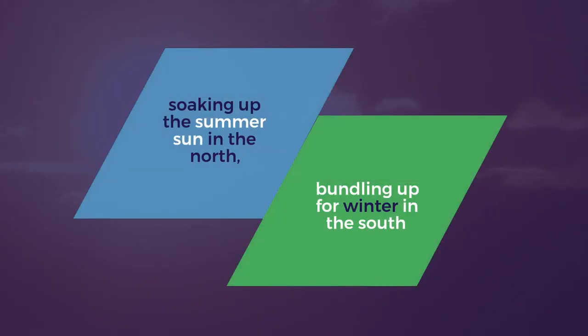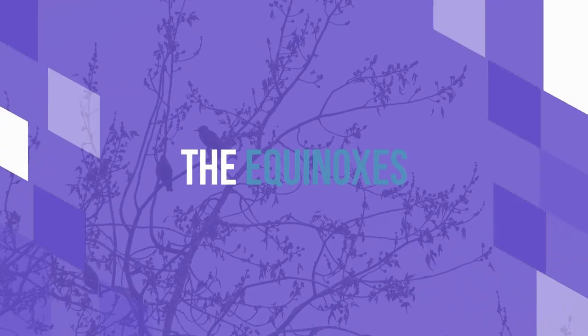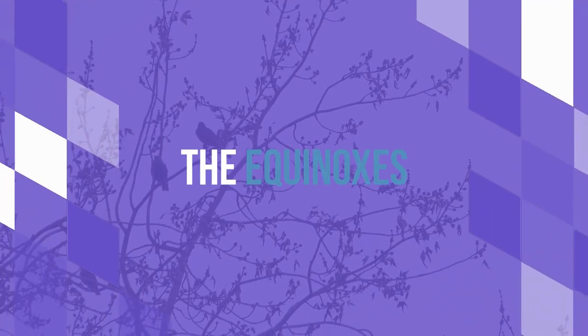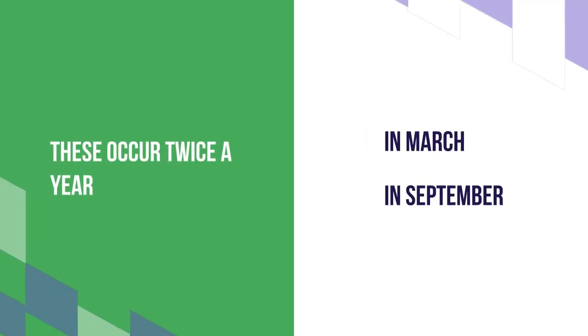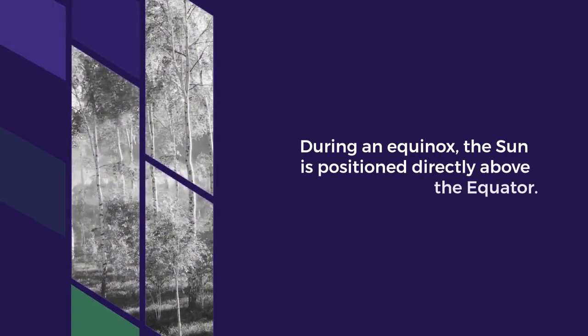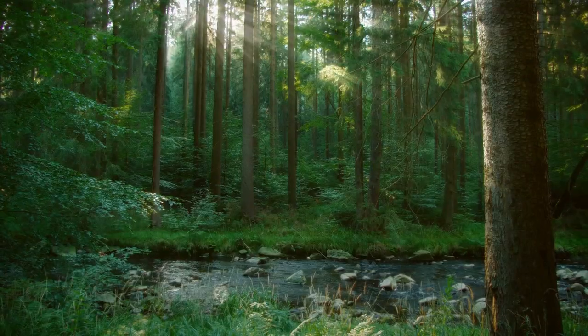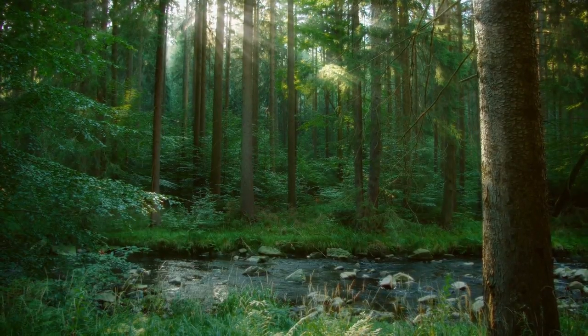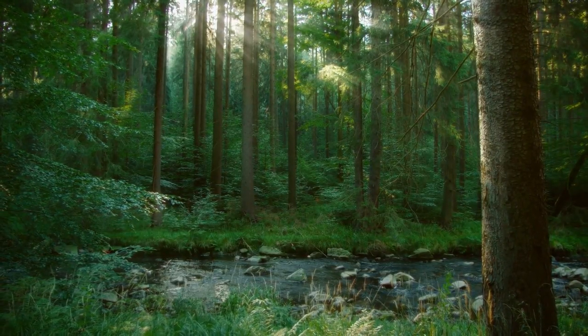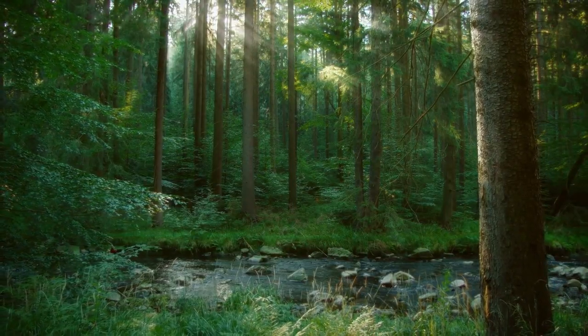While we're soaking up the summer sun in the north, our friends down south are bundling up for winter, and vice versa. Now let's switch gears and talk about the equinoxes. These occur twice a year as well, in March and September. During an equinox, the sun is positioned directly above the equator. This alignment creates a magical balance. Day and night are nearly equal in length all over the world.